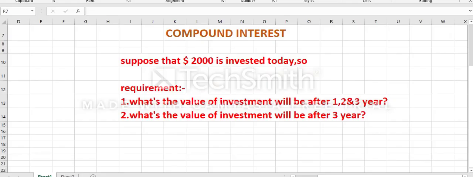The problem is, suppose that $2,000 is invested today. The requirements are: requirement 1, what will the value of the investment be after the 1st, 2nd and 3rd year; and requirement 2, what will the value of the investment be after the 3rd year. So first, try to solve the first requirement without using the formula, for your better understanding.